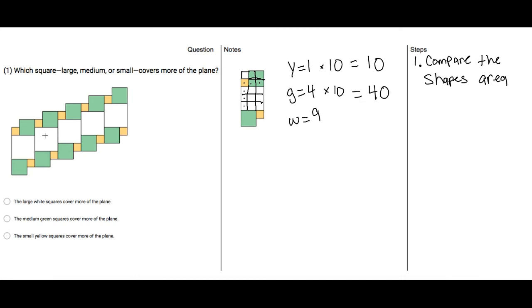Then for the white, we have 1, 2, 3, 4, 5, so we're going to multiply that by 5 here. 9 times 5 is 45, so the white squares take up 45 units of space.